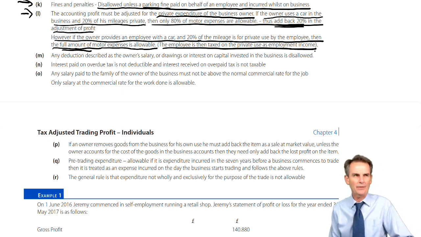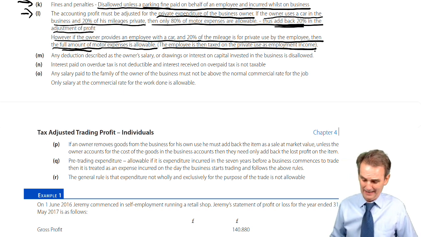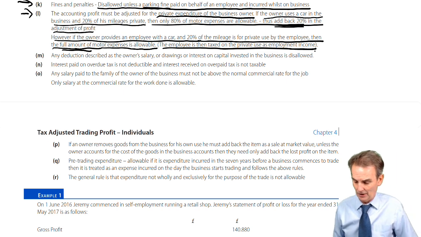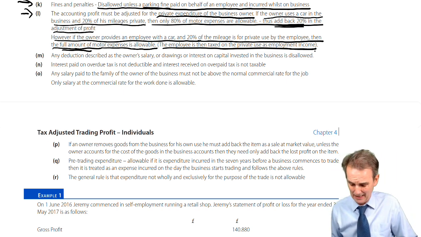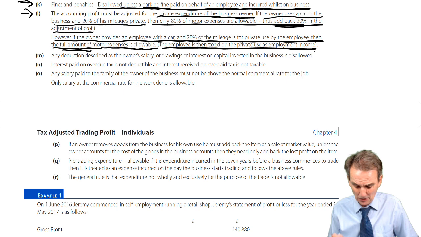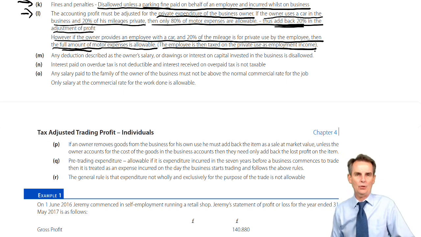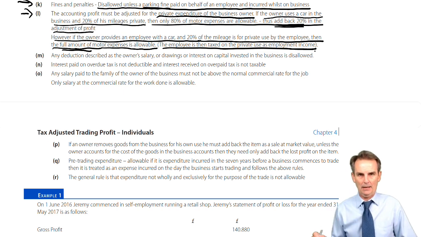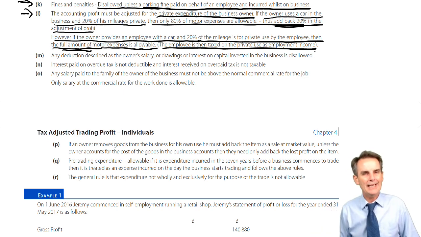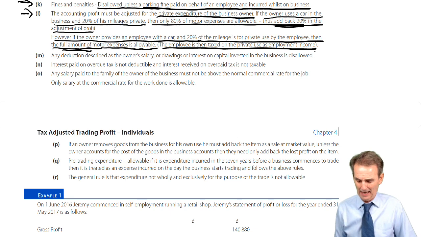Something we'll see, as I think I said to you last time, in Chapter 9, where car benefits are, again, eminently examinable. So we'll deal with that then. But so far as we're concerned now, watch out for that. Don't just see private use and think add back. Who has the private use? Private use by the owner, the proprietor: add back. Private use by an employee of the business: that is allowable.